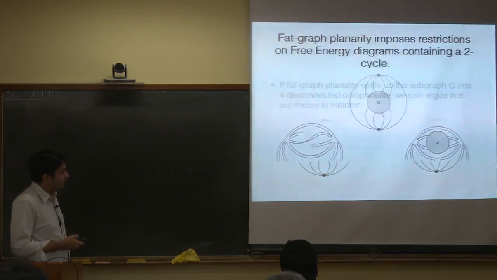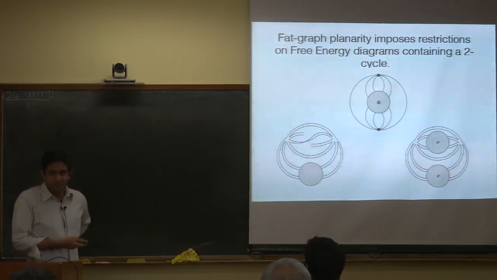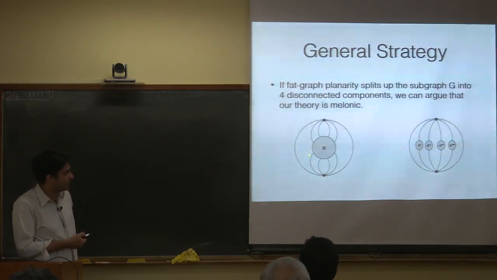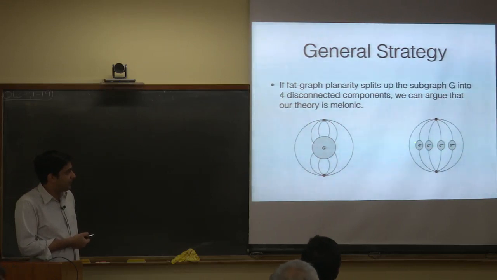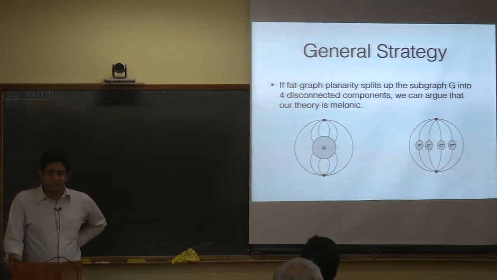Okay, so the main thing is that when you put it in cyclic order, this graph splits into two pieces. So if for all the two color fat graphs you can split this bigger subgraph into just 4 individual subgraphs, you effectively have a proof of melonic dominance.